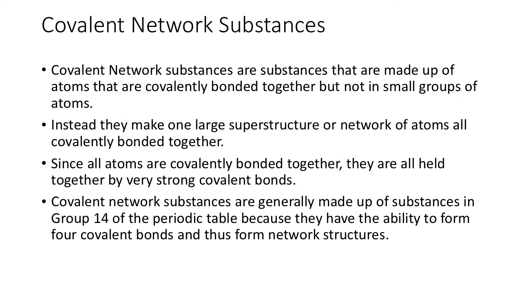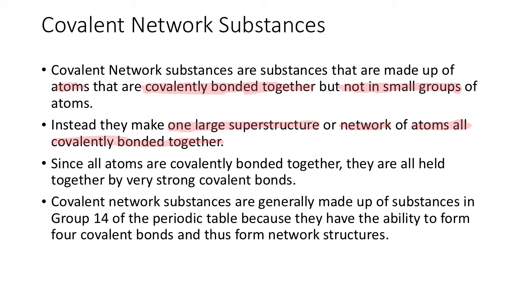Okay, so covalent network substances are substances that are made up of atoms that are covalently bonded together, but not in small groups of atoms. Okay, so last couple of videos we've been dealing with covalent molecular substances where they're small groups bonded together, but this one instead is now a network which is not bonded in small groups. Instead they make one large superstructure or network of atoms which are all covalently bonded together.